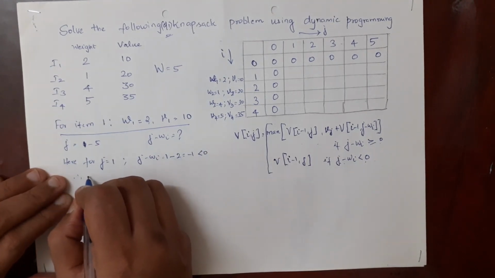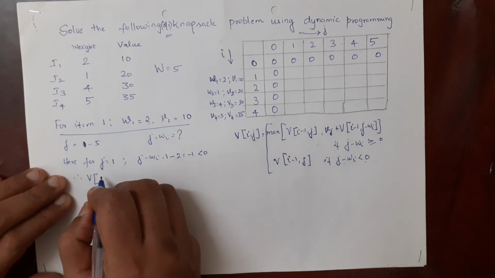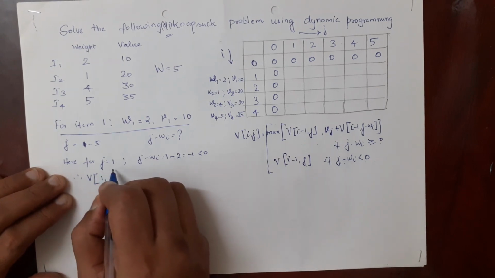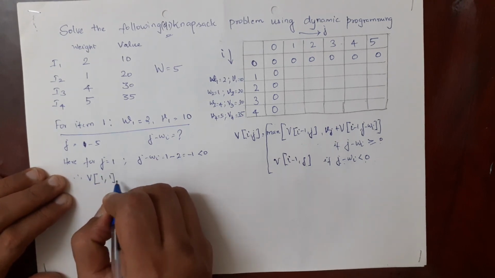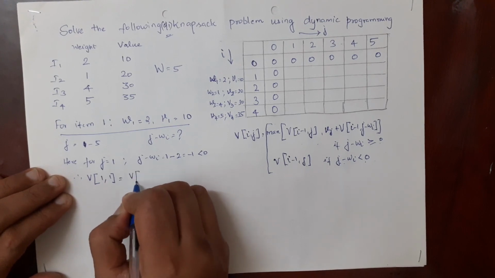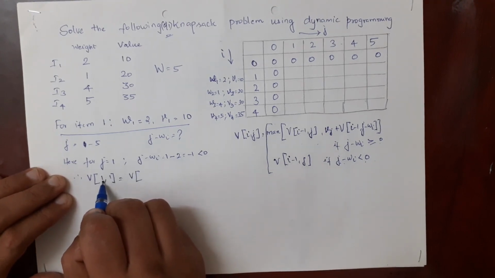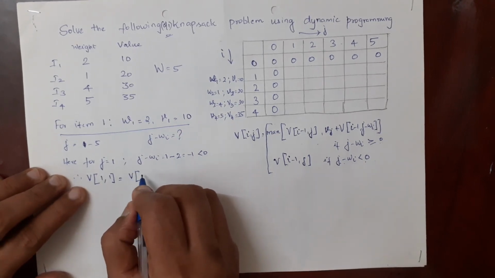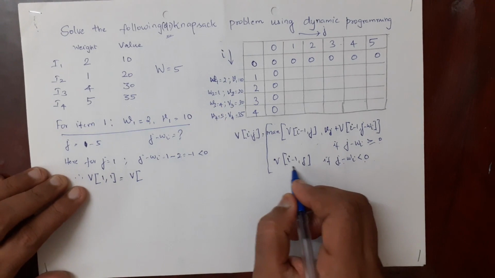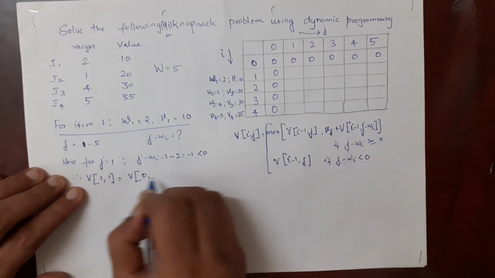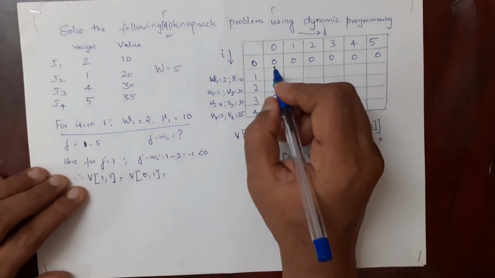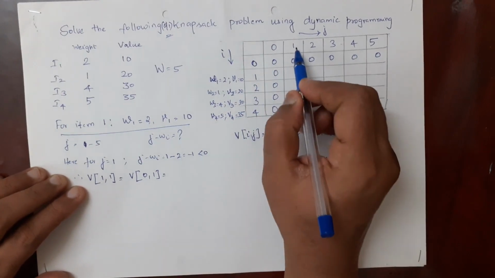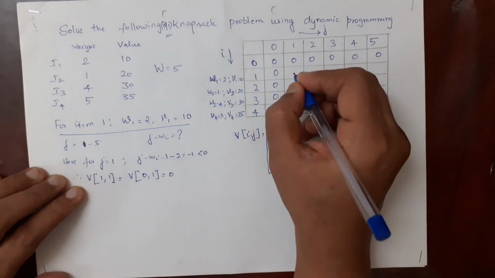Therefore, V of i comma j, here i value is 1 and j value is 1. When we are calculating V of 1 comma 1, j minus w_i is less than 0. So V of 1 comma 1 is equal to V of i minus 1 comma j, that is V of 0 comma 1. Looking at the table, 0 comma 1 is 0. So just put 0 here.